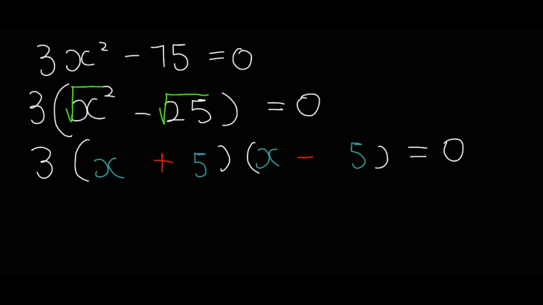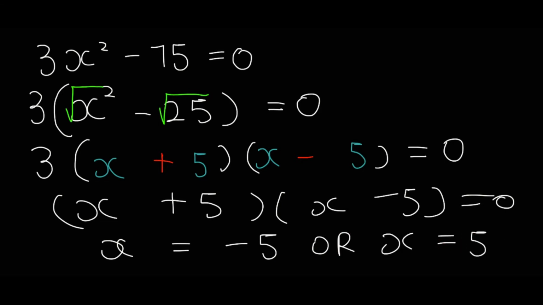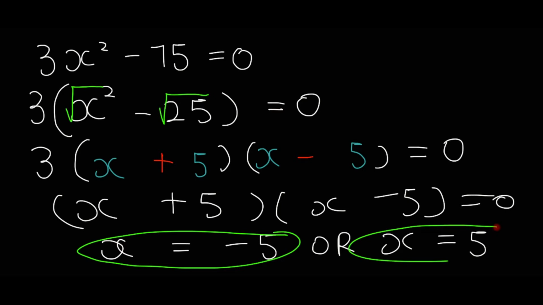And then from there we get x plus 5, and then x minus 5. So from there we solve for x: x is equal to minus 5, and the other one, x is equal to positive 5, because when we jump across the equal sign we change the sign. So x is equal to minus 5, or x is equal to 5.